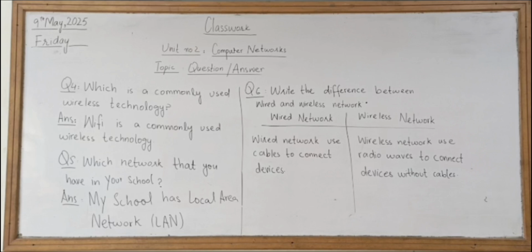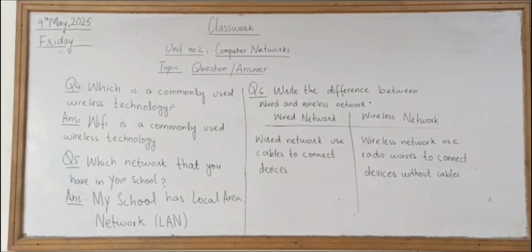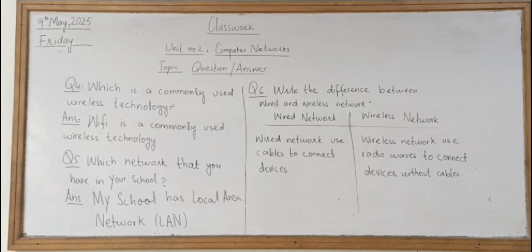So this is question number 5, and now the last question, question number 6: write the difference between the wired and wireless network. इस क्वेश्चन में आप लोगों ने क्या करना है, it is a difference between two things. So you have to draw the line in the center and write wired at your left side and wireless at your right side. So what is the meaning of wired network and what is the meaning of wireless network?